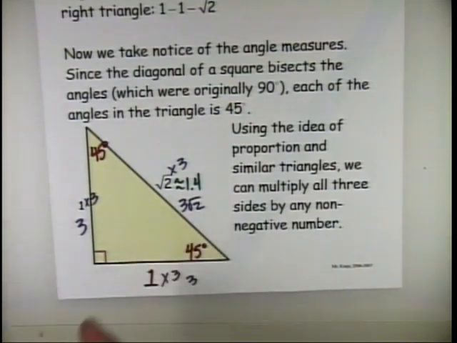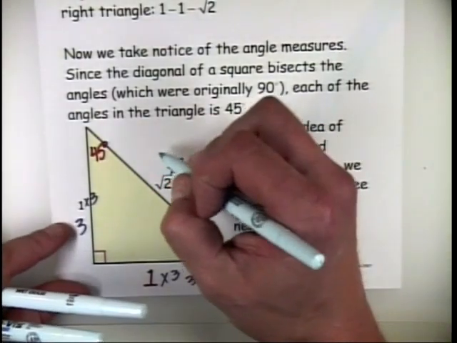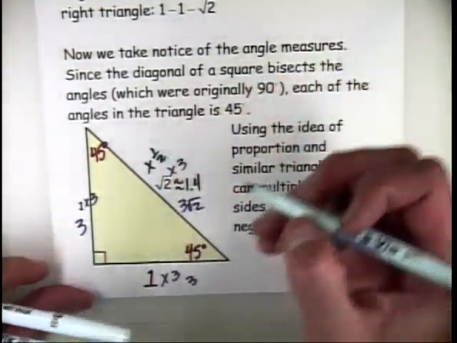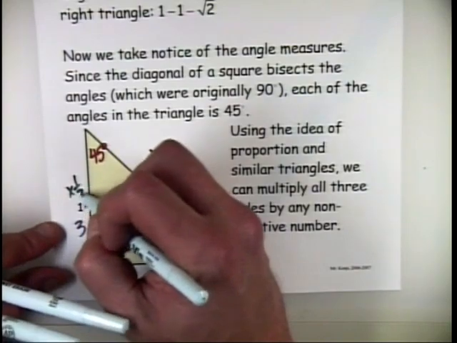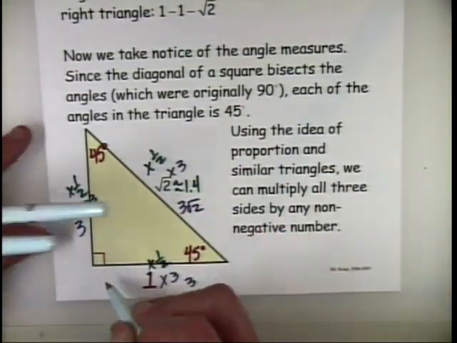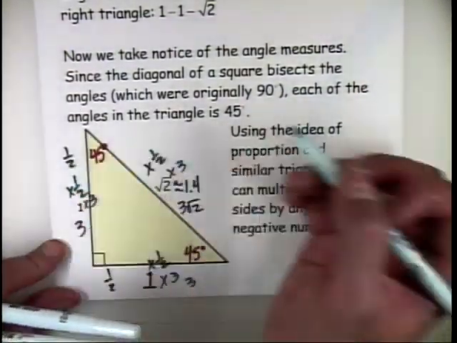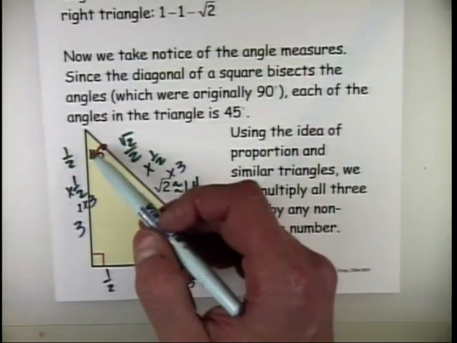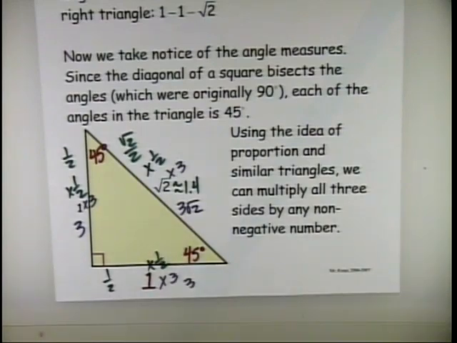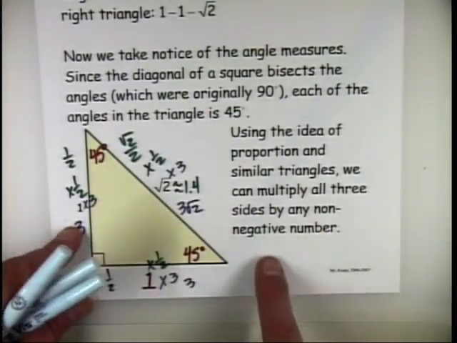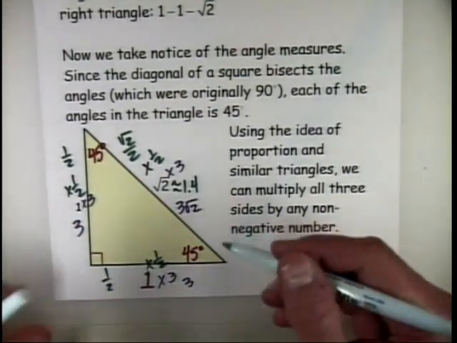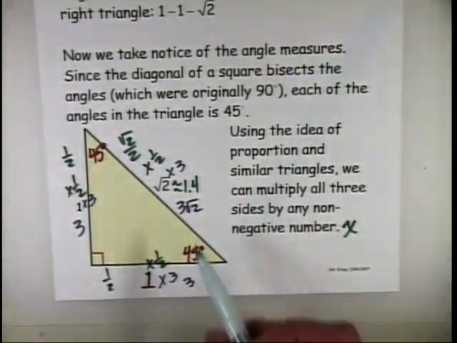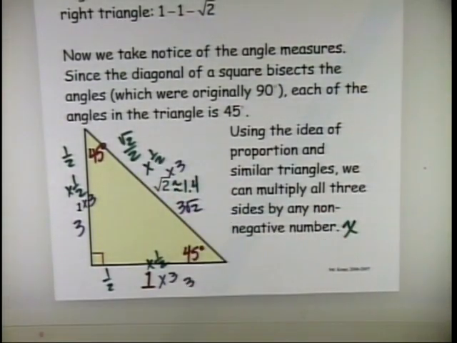If I wanted to make this one smaller, I could multiply by a number smaller than 1, like 1/2. If I multiplied by 1/2 all the way around, I would get a 1/2, 1/2, and square root of 2 halves triangle, which would still be a 45, 45, 90, but smaller. So we can summarize that right there. We can multiply all three sides by any non-negative number, and in general we can call that number x. So x could be 3, x could be 1/2, it could be anything that's non-negative.